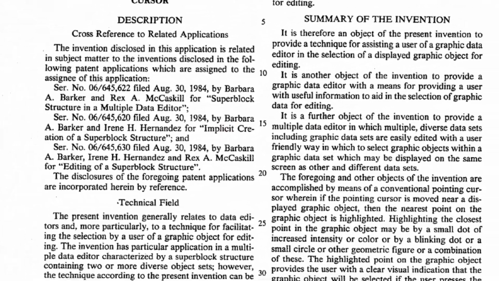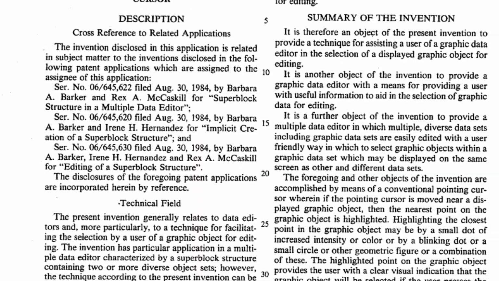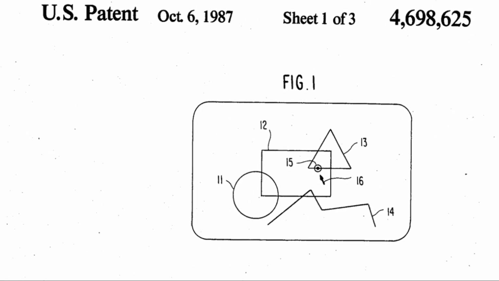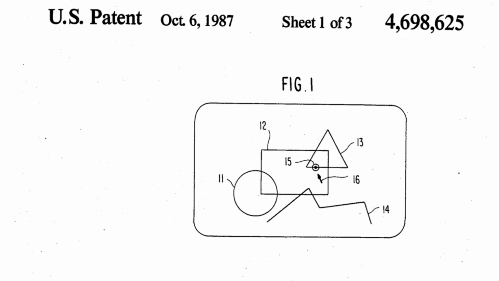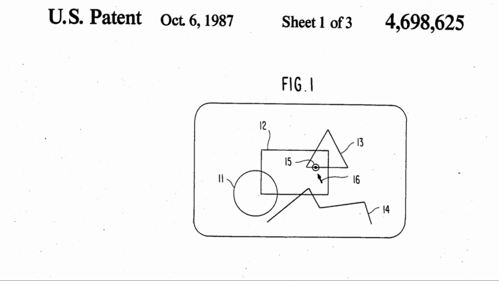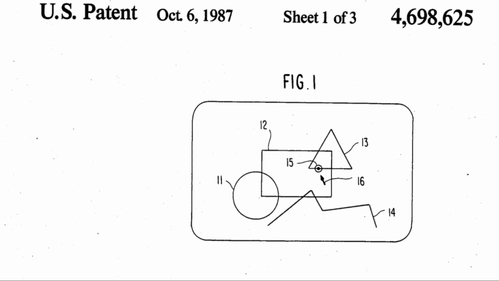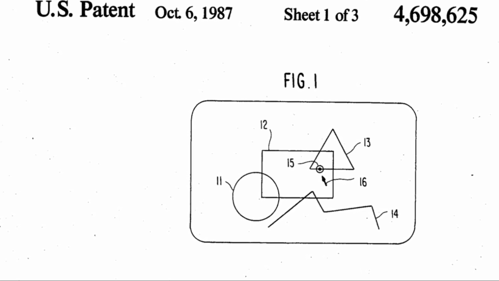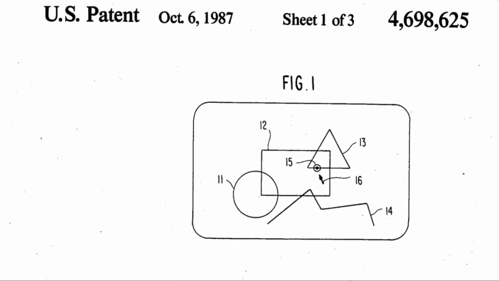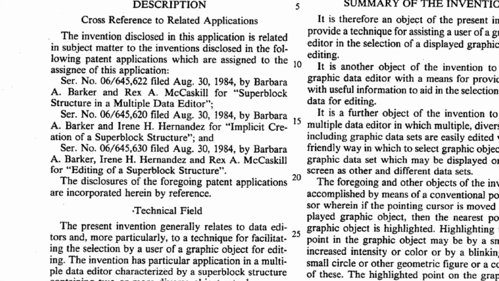In the multiple data editor described, for example, in co-pending patent application serial number 06645-622 referenced above, two or more diverse object sets may be positioned so that the object sets overlap one another, reside side by side, or extend above or below one another. The object sets may be text, graphics, or tables, for example, and because of the compact display of multiple object sets on a single page, there exists the same problem of selecting graphic data for editing. What is needed is a simple way to supply the user with useful information to aid in the selection of graphic data for editing.